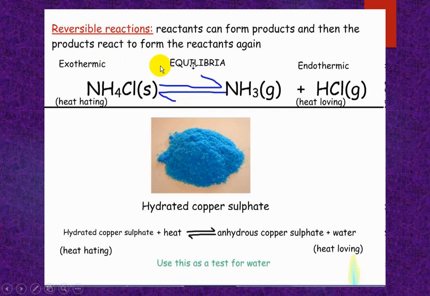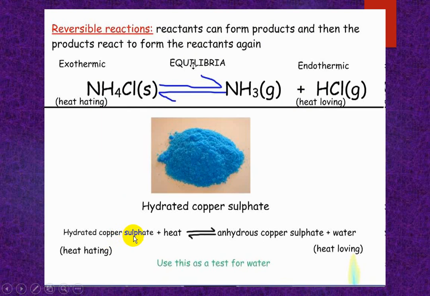So what is a reversible reaction? We know the left-hand side substances which participate in the reaction are reactants, and the right side substances which are produced in the reaction are products. When reactants form products and then the products react to form reactants again, this is called a reversible reaction.